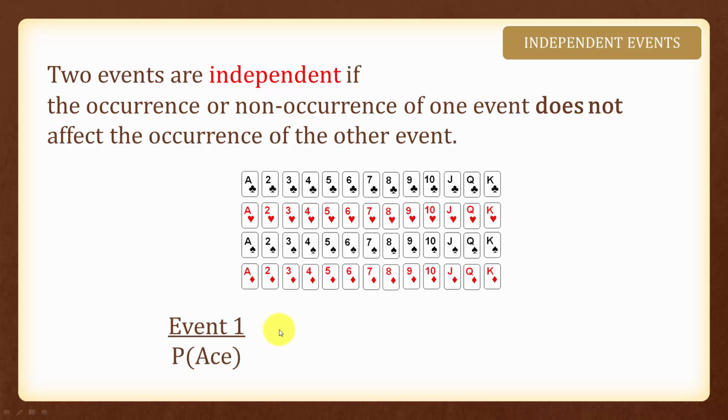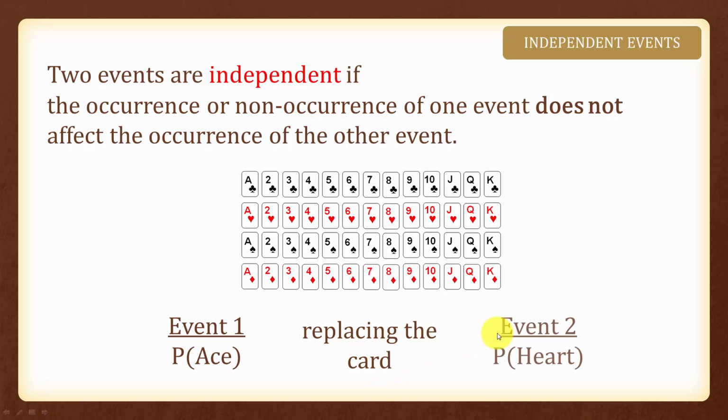Now, what happens if event 1 is the probability of getting an ace, however, we replace the card this time round, and event 2 is the probability of getting a heart? Then, these two events are independent, because in the event that we get an ace of hearts, the ace of hearts will be replaced, and it will not affect the probability of getting a heart for the next event.